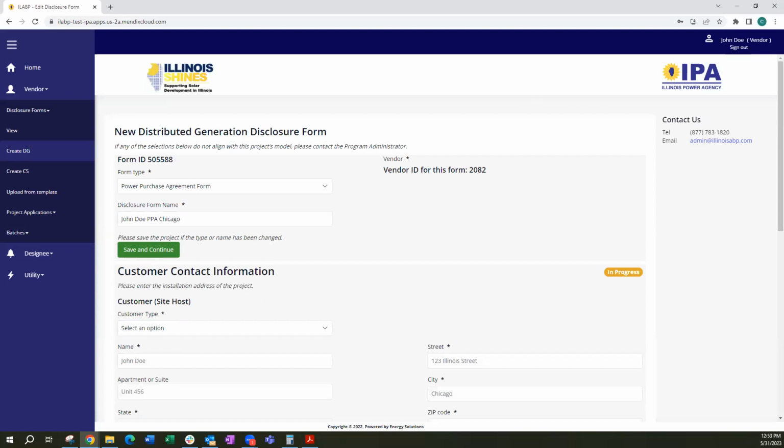If your data validation does not pass, you will need to correct the value before moving on to the next section. Conditional fields will determine the resulting information shown in the disclosure form presented to the customer. Please consult the 2023-2024 Distributed Generation Power Purchase Agreement Disclosure Form Walkthrough Guide for any additional assistance and details that may not be provided in this video.